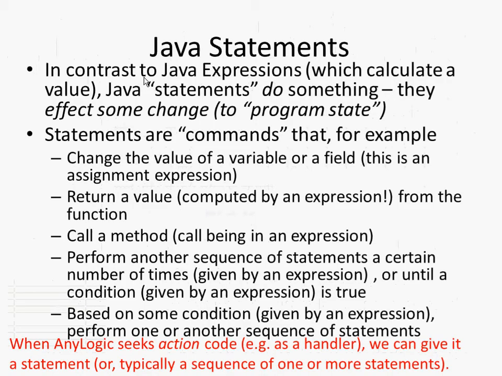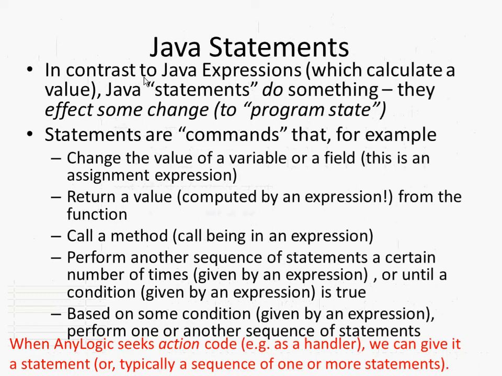In contrast to Java expressions, which calculate values, Java statements do something. They change something. They change what's called program state. They update the state of the system. They modify something. Maybe they change the color of a person, or how many people they're connected to, or their age, or make the person one year older, or any number of different things. They connect or disconnect people. Statements, you could think of them as kind of commands.